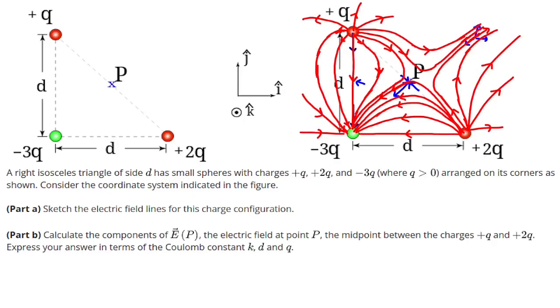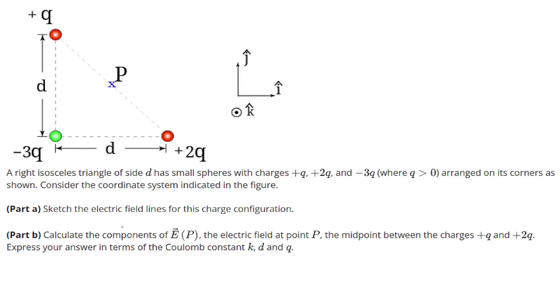And now we'll go to part B. So let's get rid of this, where we're asked to calculate the components of the electric field at point P, being the midpoint between the positive charges, and express the answer in terms of the Coulomb constant, the length of the side of the isosceles triangle, and Q. So this point is equidistant from the three charges. So we draw a radial vector from charge 1. So this is the vector from charge 1 to P.